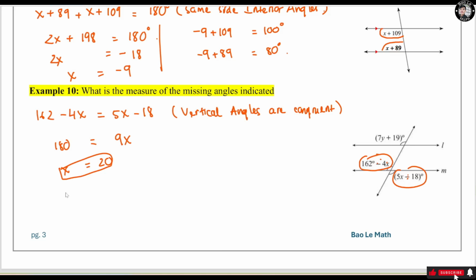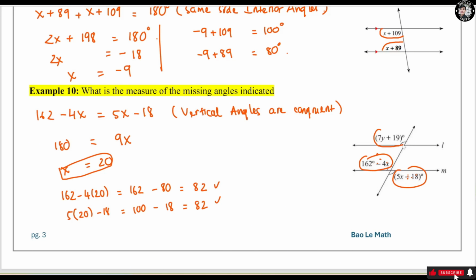So we have the angle 162 minus 4 times 20. It's going to be 162 minus 80. It's going to be 82, right? And the second one, 5 times 20 minus 18, right? It's going to be 100 minus 18 is still 82. Makes sense, right? Because this one the same, right?